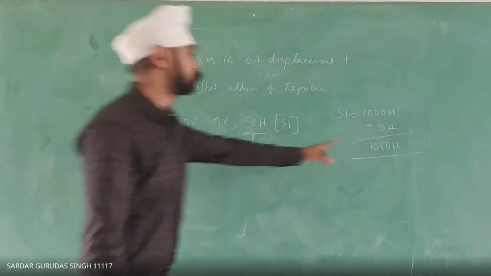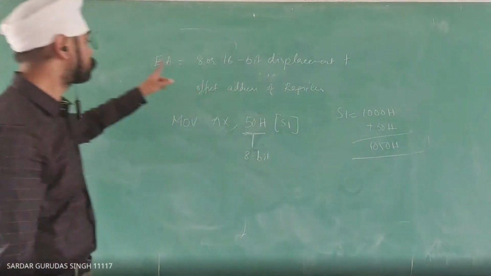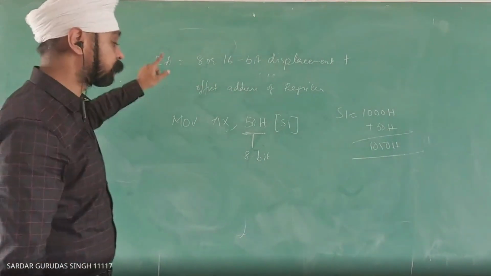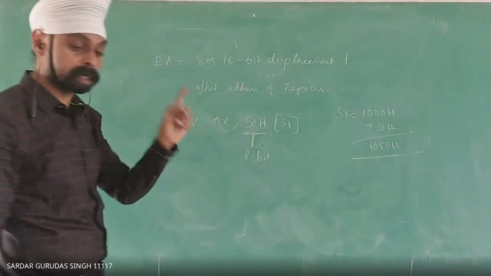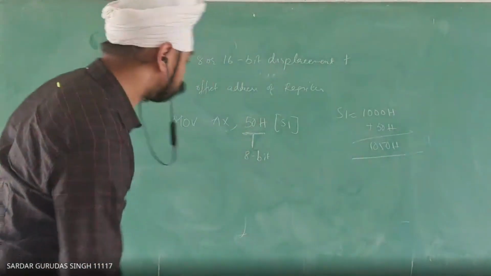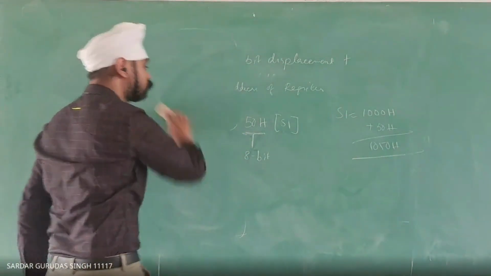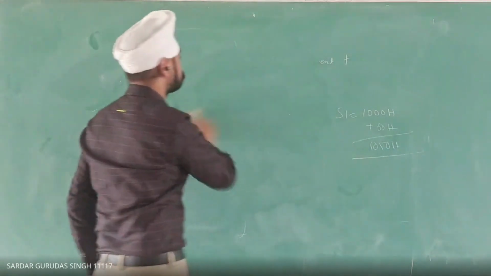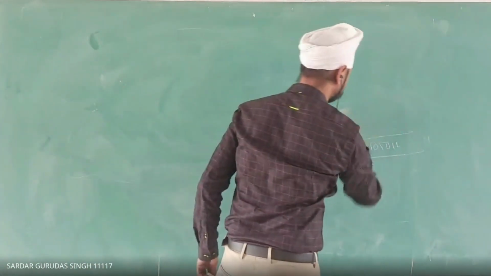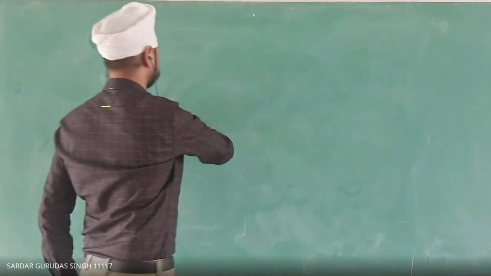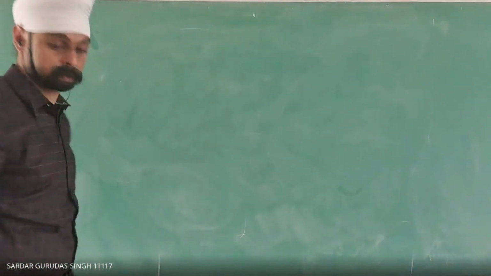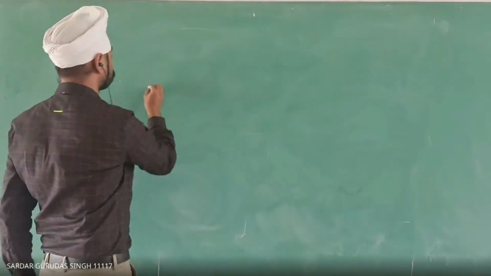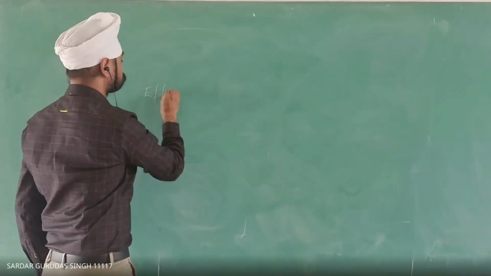So this is how an effective address is formed in which addressing mode? Register relative addressing mode. Register relative addressing mode is nothing but in which the effective address is formed by adding 8-bit or 16-bit displacement with the content of any of the registers.